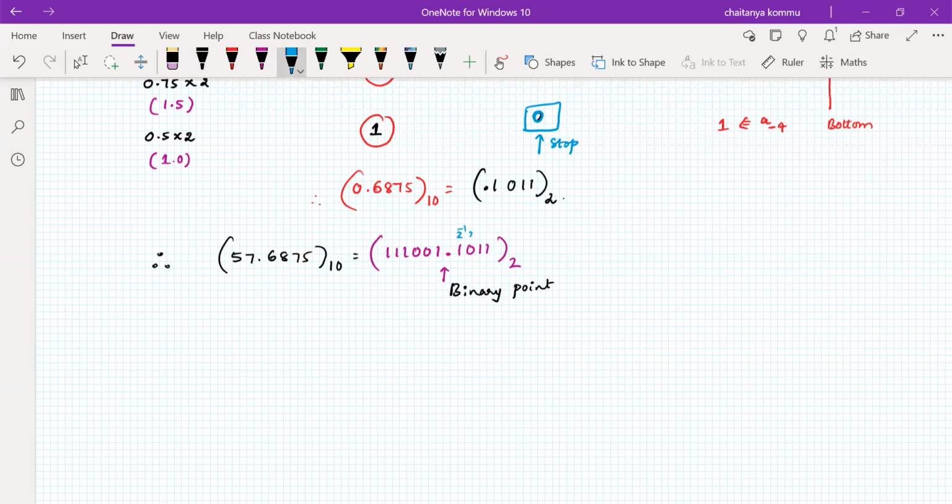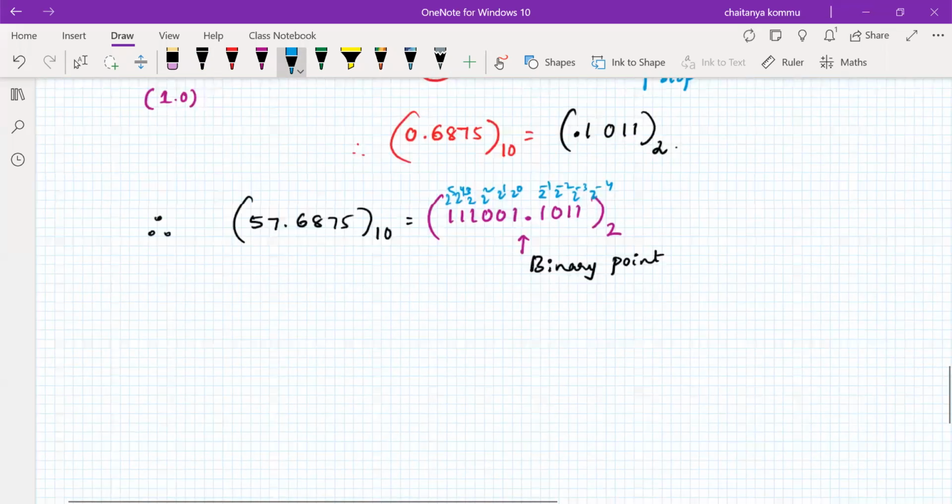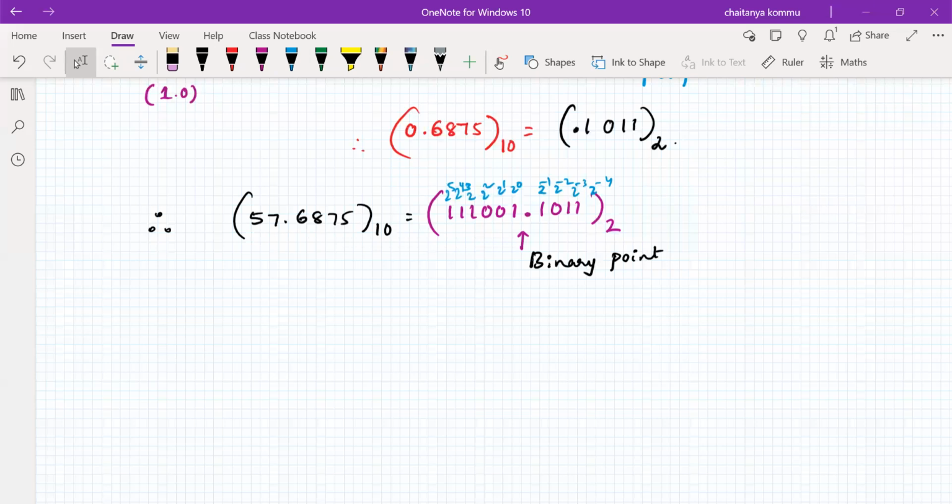2 minus 1, 2 minus 2, 2 minus 3, 2 minus 4. This is 2 power 0, 2 power 1, 2 power 2, sorry, 2 power 3, 2 power 4, 2 power 5. We just have to multiply everything, right? I hope the concept is clear to all of you. Okay, what I can simply write here is for verification.